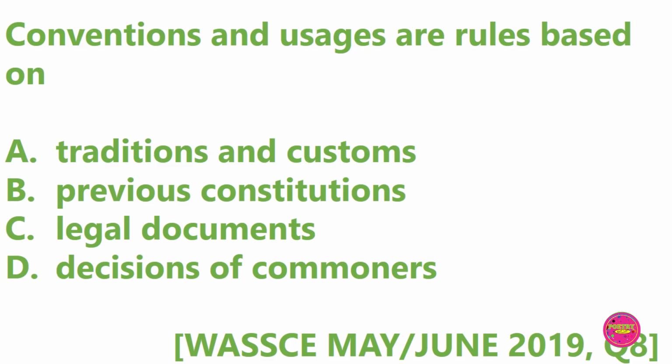Conventions and usages are rules based on A. Traditions and customs, B. Previous constitutions, C. Legal documents, D. Decisions of commoners. The correct answer to this question is A. Traditions and customs.